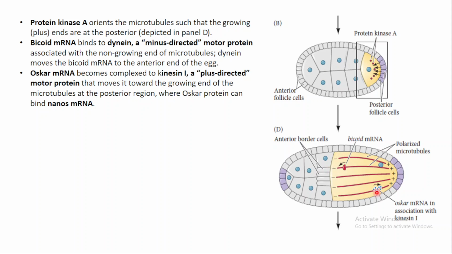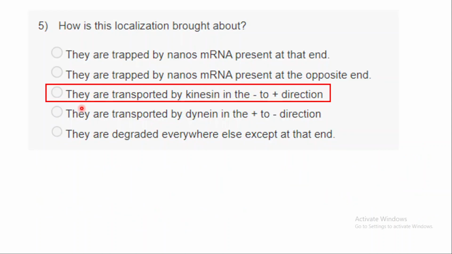Now the Oscar RNA, when it reaches the posterior side, translates. So the RNA is translationally dormant while moving on the kinesin, while when it reaches the posterior side of the oocyte, it translates into Oscar protein. Now Oscar protein acts as a trap to bind nanos mRNA. So option B was wrong because option B said the Oscar mRNA is trapped by the nanos mRNA present at the opposite end. Whereas the correct statement is Oscar protein traps nanos mRNA at the posterior end. That is what is actually happening.